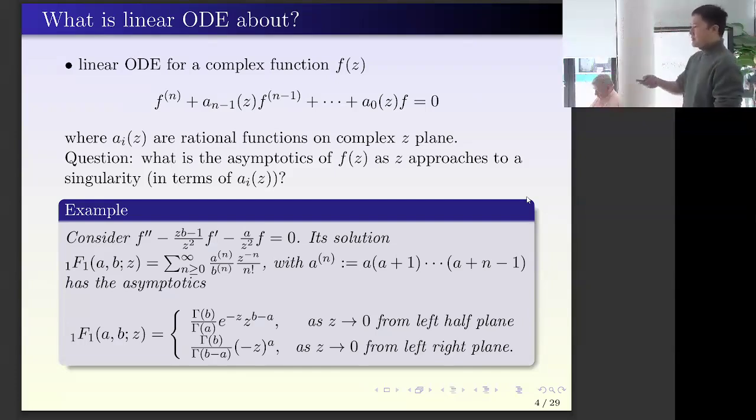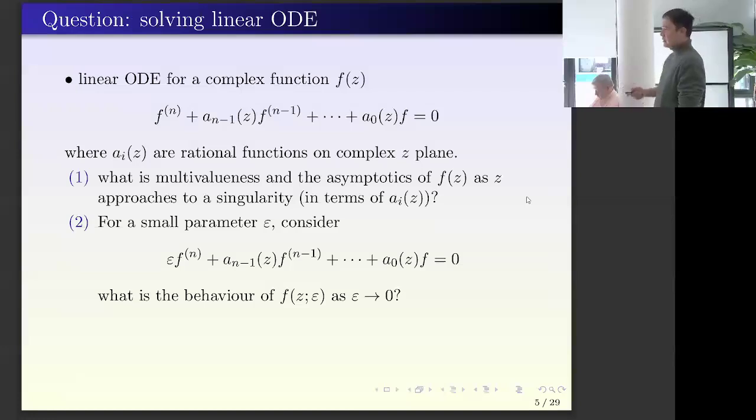So this example says that the asymptotics is very hard. It has complicated behavior. Another question you can ask is, if we multiply a small number in front of the highest derivative, then what is the behavior of the solution as epsilon goes to 0? This is a singular perturbation problem. It's also a hard question because when epsilon goes to 0, the nth order equation becomes an (n-1)th order equation. So the equation changes dramatically, and one can imagine its solution will have very complicated behavior.